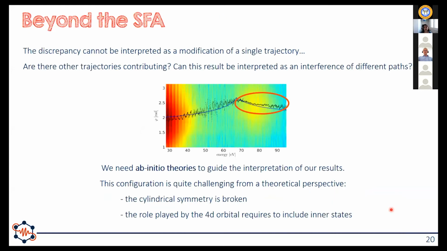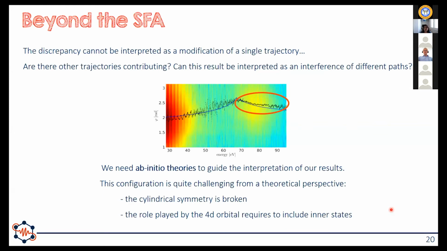So we are left with our discrepancy. And so it's not a modification of a single trajectory. There may be other trajectories contributing. Maybe this is some kind of interference of different paths that we are looking at. And then we said, okay, now we need a contribution from some ab initio theories that may shed light on our measurement.